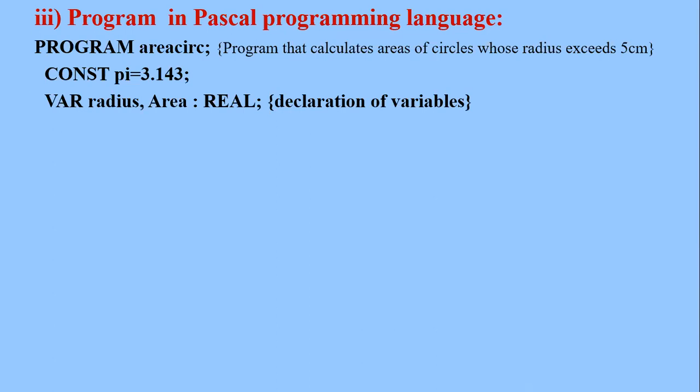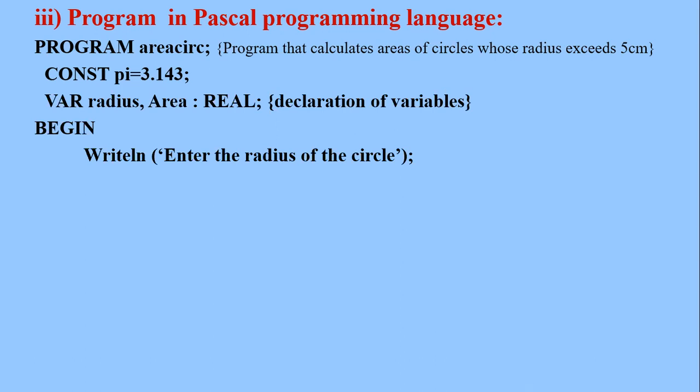Then declare two memory locations, one called area, another one called radius, that will hold data of type real, or data that will have some fractional part. And the content is expected to be changing. So variables, var, radius, area, type real. Begin.